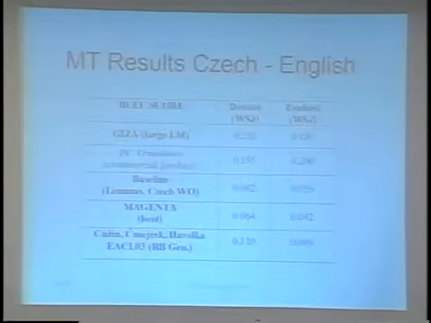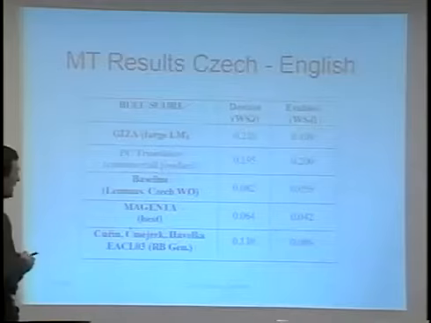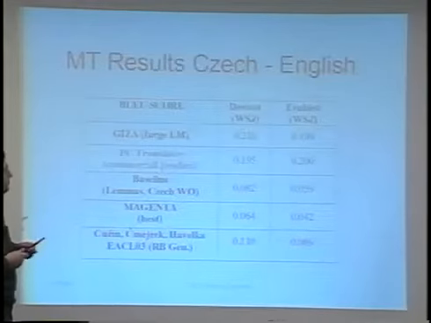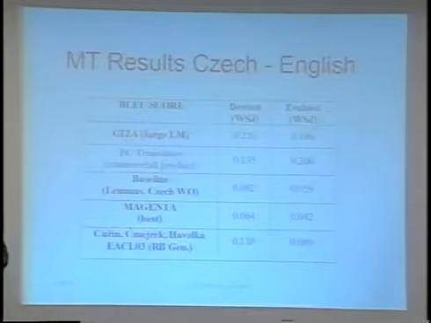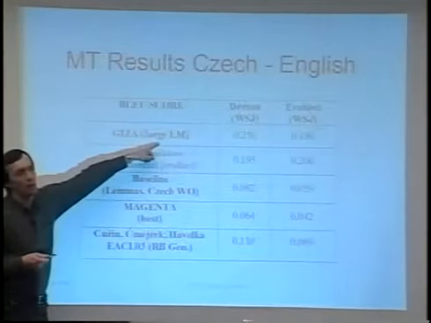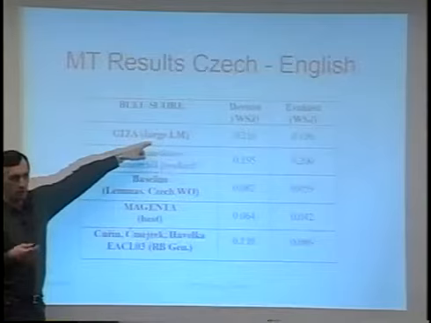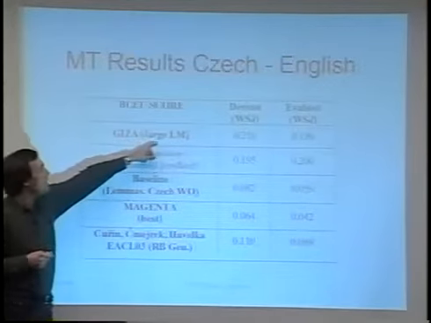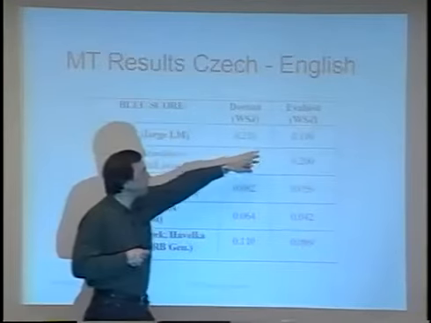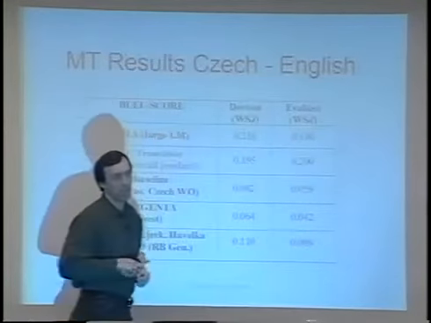And here are the numbers. They are not very optimistic, but let me explain. So first of all, what we have done, actually, it was Giza++, with a very large language model, which can be trained like a 100 million word English language model. And what we got was like a 0.19 BLEU score.